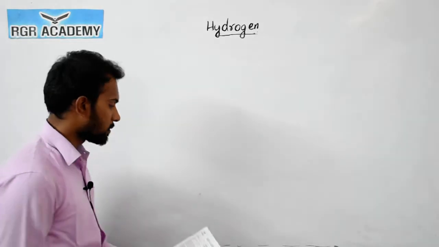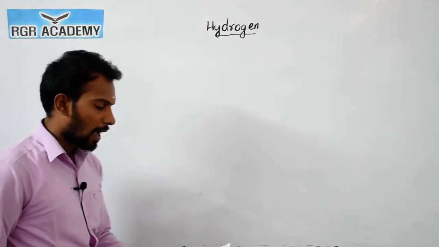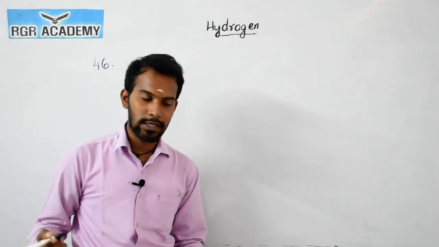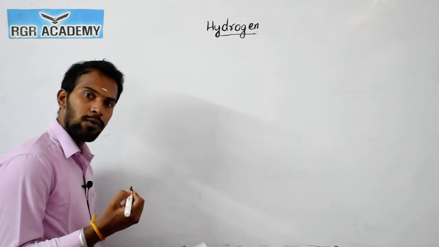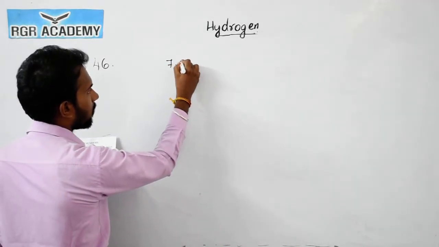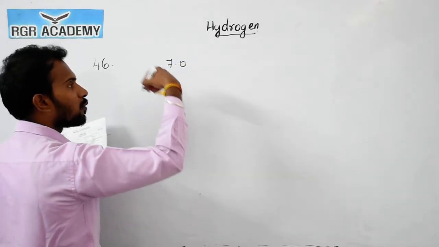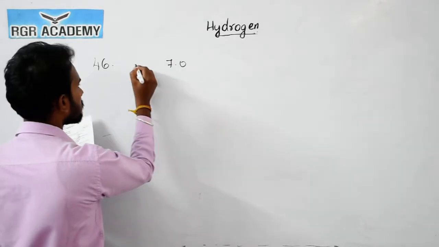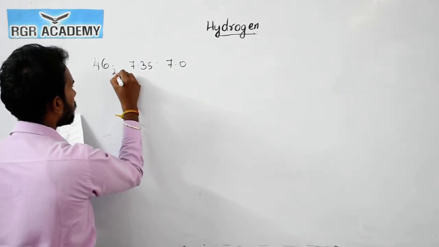Question number 46: what are the pH values of H2O and D2O respectively? At room temperature, which is 298 Kelvin, the pH of H2O is 7.0, right? The pH of D2O is more than 7.0. So the option which is 7.35, answer 2, is the right answer.